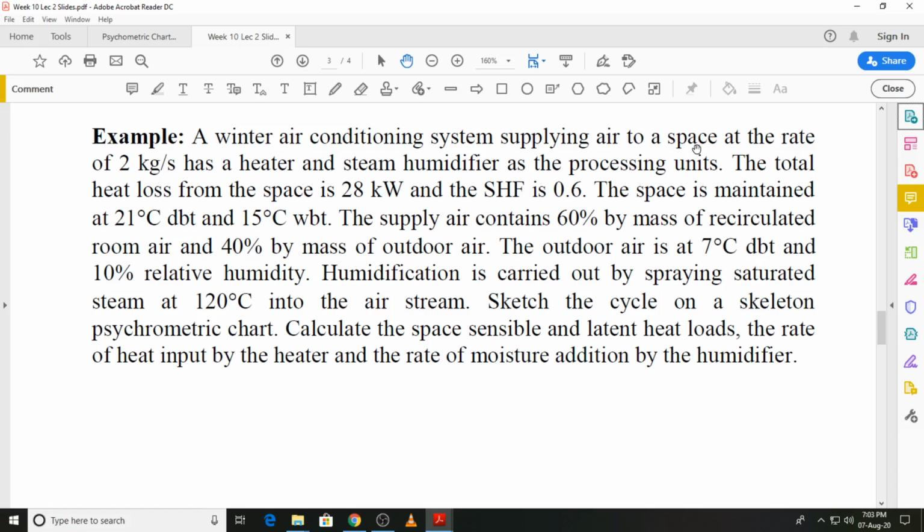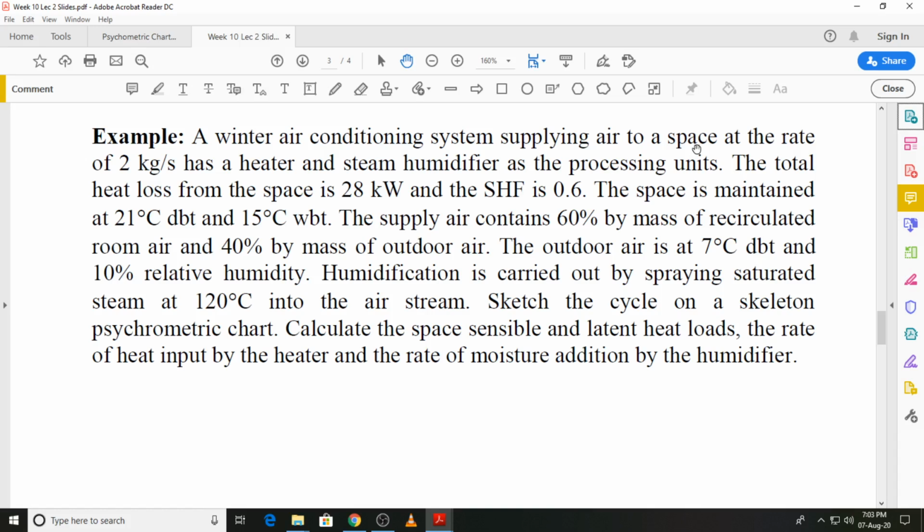Okay. We are also given the outdoor air conditions, dry bulb temperature and relative humidity, and we are told that humidification is done by spraying saturated steam at 120 degrees C. So the first thing that we will do is sketch it on the psychrometric diagram. That is just a sketch. We have to calculate the sensible and latent heat loads, the rate of heat input by the heater, and the rate of moisture addition by the humidifier. And let's move on to the solution.